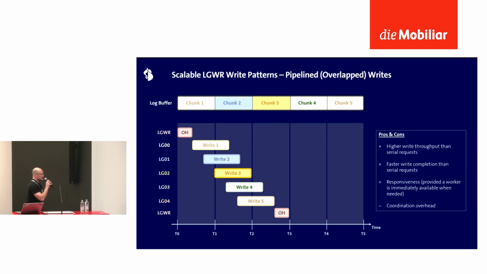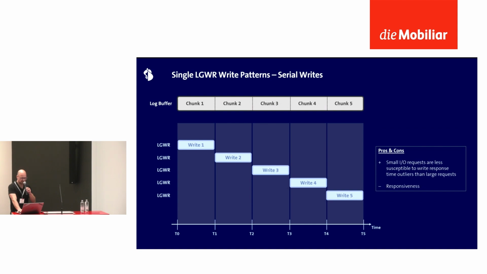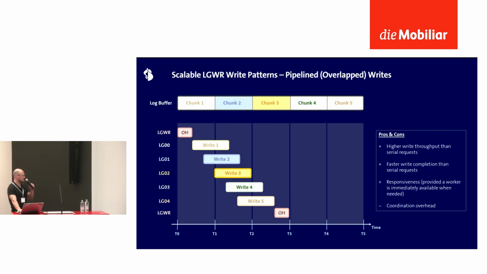There is some overhead attached to this because we need coordination. This is shown in the red boxes there in the upper and lower part of the slide. But when we compare that, we have 5 time units, and here, let's assume we have 3 time units. So we can save some time in writing.